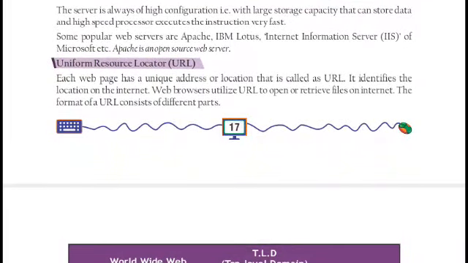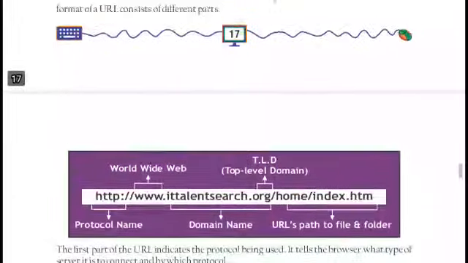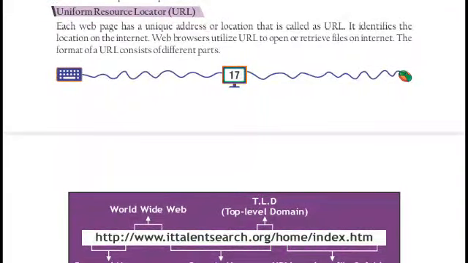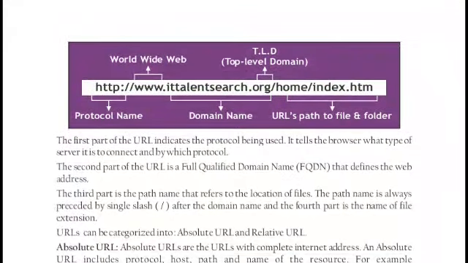URL, Uniform Resource Locator. Each web page has a unique address or location called URL. We have learned earlier also. It identifies the location on the internet. Web browser utilizes URL to open a file on internet. The format of URL consists of different parts. First part is the protocol name. Second part is World Wide Web. Third part is the domain name, the name of the organization the site belongs to. After that, top level domain and the path where it is stored in the server.